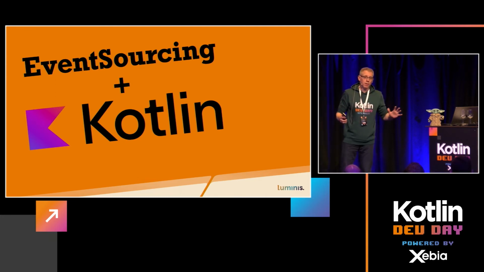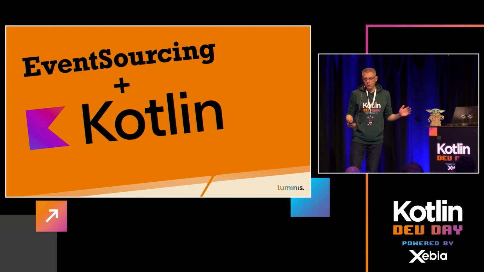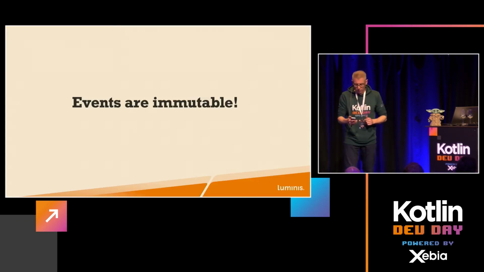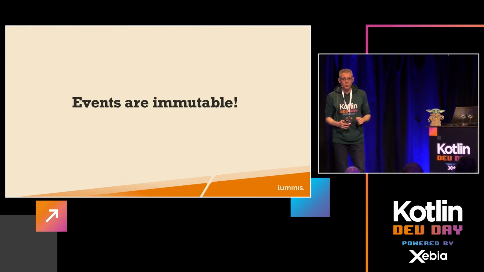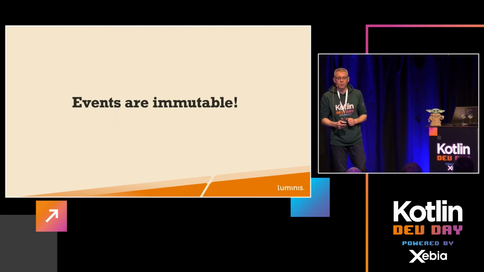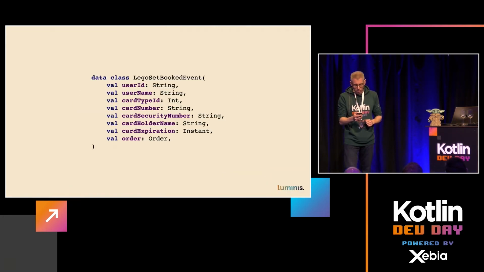So if we're talking about event sourcing and Kotlin together, why is Kotlin such a good match for event sourcing? At least why do I think so? And why does Grogu think so, right? Because he's the expert here. So to start with, events, as you may imagine, are facts that happened in the past. Can we change the past? No, we can't, right? Facts are immutable. And so are default data structures in Kotlin. That's nice. So let's look at an example.